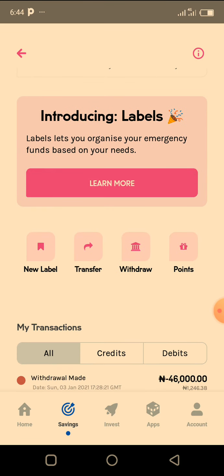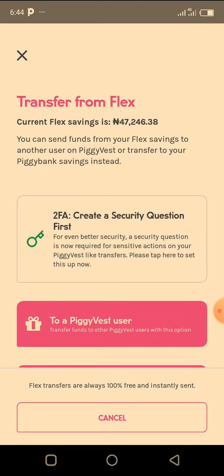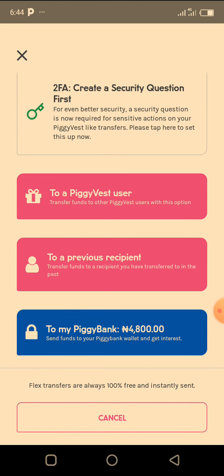Okay, now in this place, let me just show you how this thing looks like. We have new label. You can label your transactions. We have transfer. You can transfer to a Piggyverse user, to a previous recipient, and then to my piggy bank. So you can move from your flex directly to your piggy bank. That's for transfer. I told you it works like bank, but here you just transfer to another Piggyverse user without charges. You understand? So you can send the funds to your piggy bank wallet. So that's it for there.